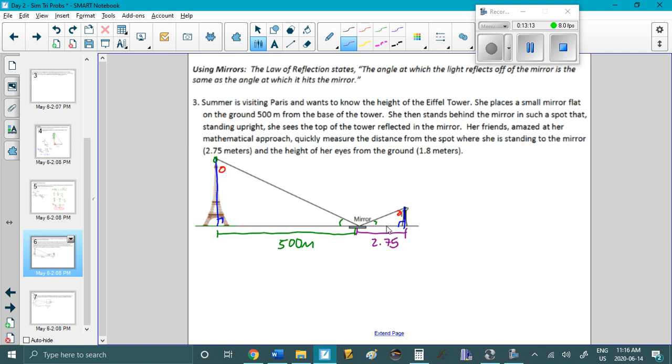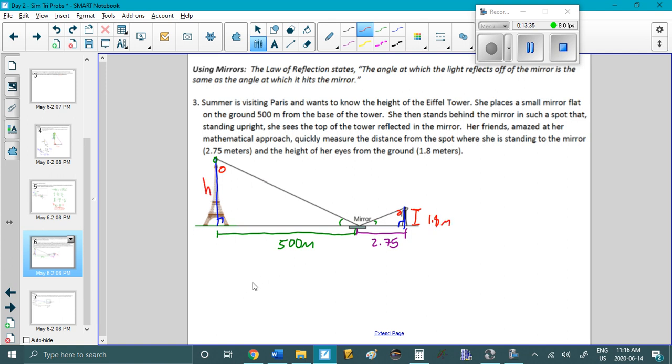And the important part here is the height of her eyes, right? So it's not going to be the height to the top of her head. It's going to be the height from her eyes, because that's where she's looking from. She doesn't have an eyeball on top of her head. And so her height here from her eyeball is 1.8 meters. And we want to find h.